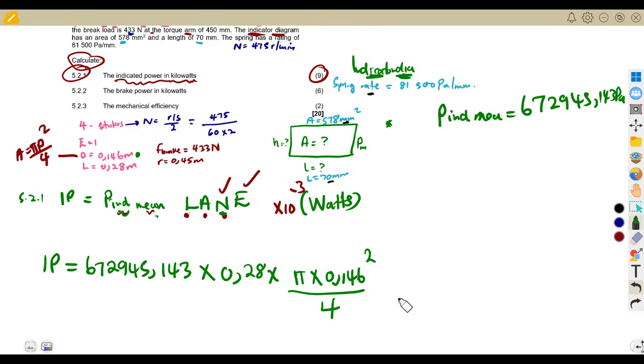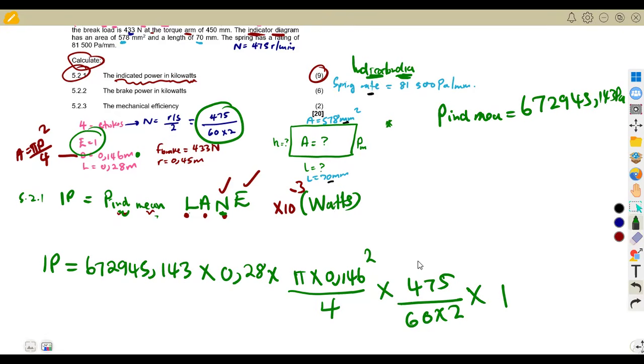All right. So this is the N as it is from this. That is 475, everything over 60 times 2, times E, which is the number of cylinders, which is 1. So this is already in revs per second. Remember, we are supposed to obtain the joule per second. Joule per second, that is the watts. To obtain the kilowatts, which is kilojoules per second, that is where we multiply by what? By 10 to the exponent of -3.